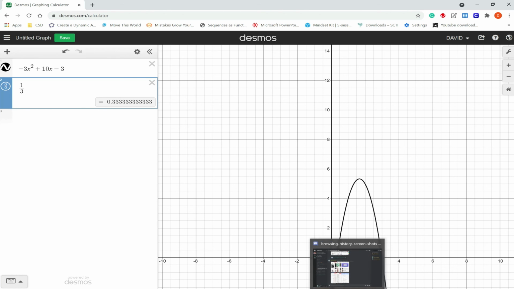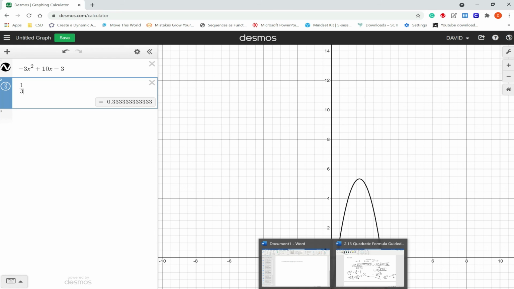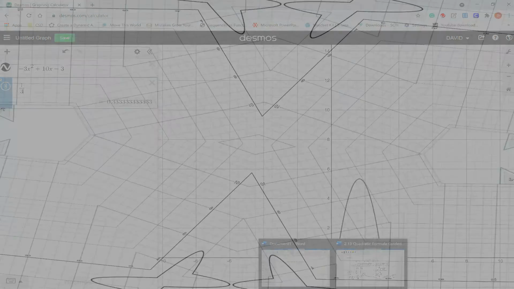So hopefully this helps you understand how to solve quadratic equations using the quadratic formula and just verify with the graph. I'll see you in the next video where we find complex roots of quadratic equations using the quadratic formula.